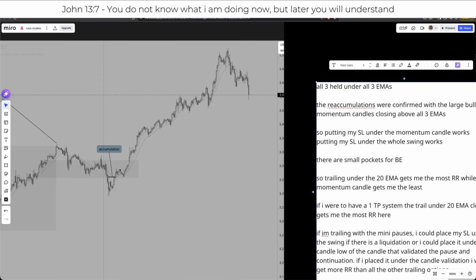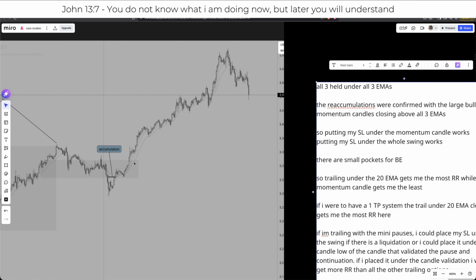So we have the small pockets right here. So you have a pocket right here, the pause. This pause right here. Fuck, I should have drew lines. Whatever. We know that none of them actually liquidated, so it was fairly good. So the pause was fine. If I did a close under the EMA, the 20 EMA, I think that I got good RR with that. I think 20 EMA got me the most here.